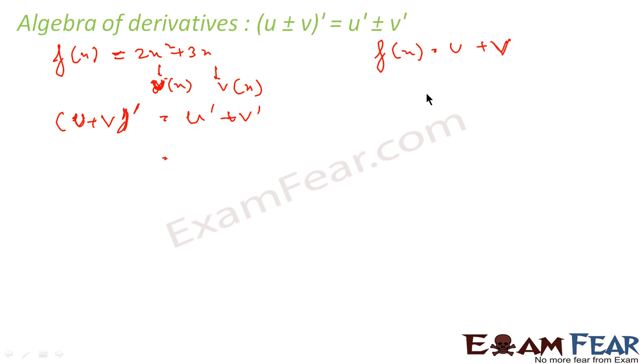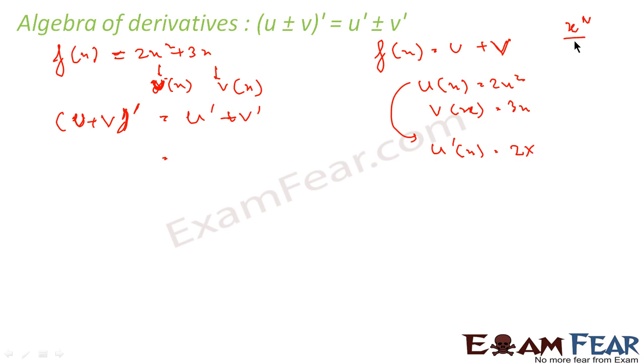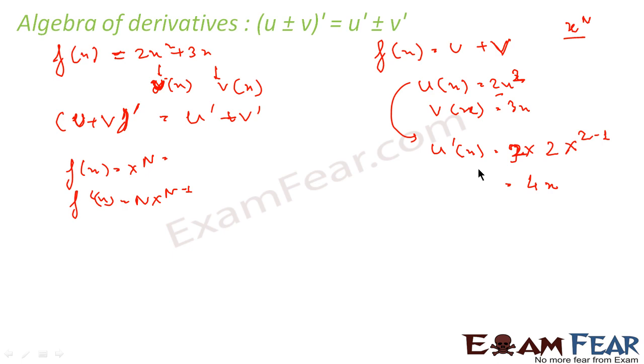So in this case, u(x) is nothing but 2x square and v(x) is nothing but 3x. If you want to find the derivative of u(x), u dash x, 2 is the constant, let the constant be there. 2x square uses the x to the power n formula. Correct? If my f(x) is equal to x to the power n, my f dash x is nothing but n x to the power n minus 1. Here n is 2, because it is 2 into x square. So this becomes 2 into 2 into x to the power 2 minus 1, that is nothing but 4x. So my u dash becomes 4x.